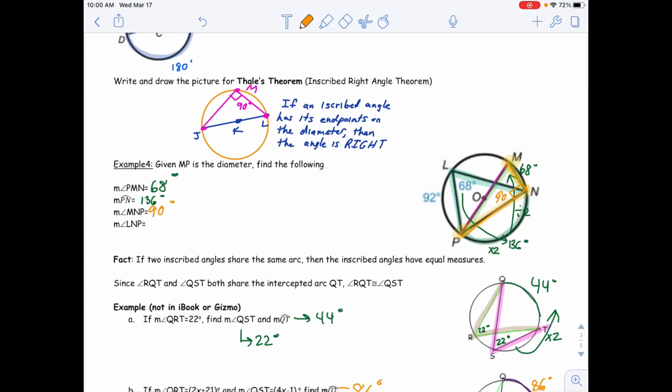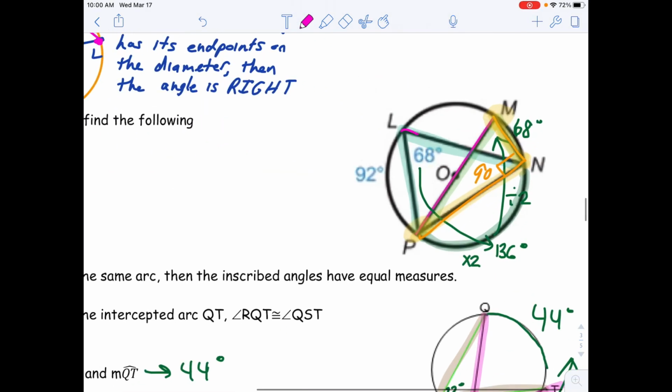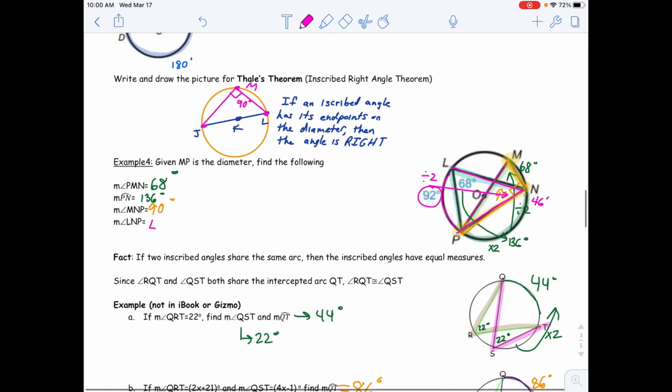And then the last thing right here is just using stuff we already talked about. A lot of chaos going on right now, but we need this angle. This is the intercepted arc, so I'm going to take 92 and just divide by 2. And it's 46 degrees. So that's that.